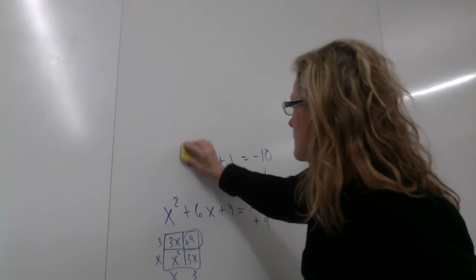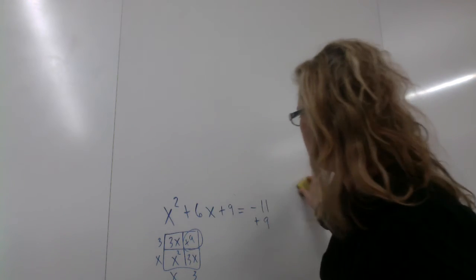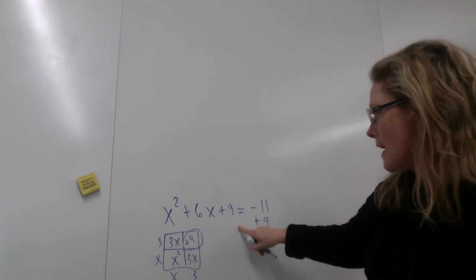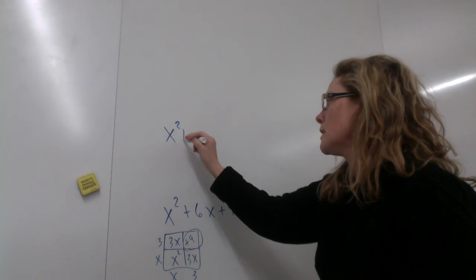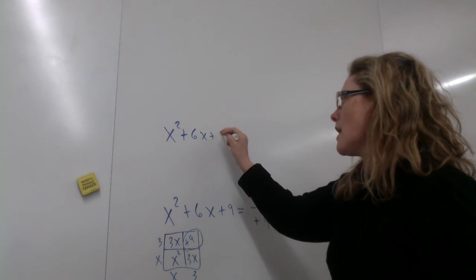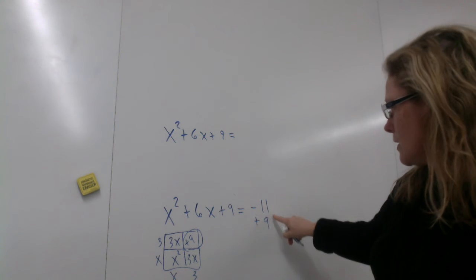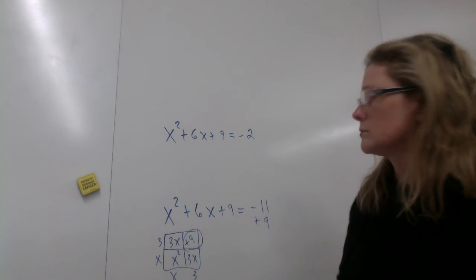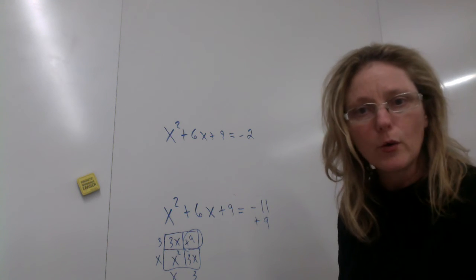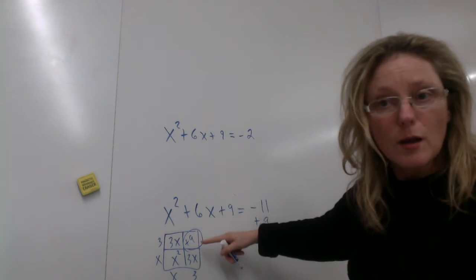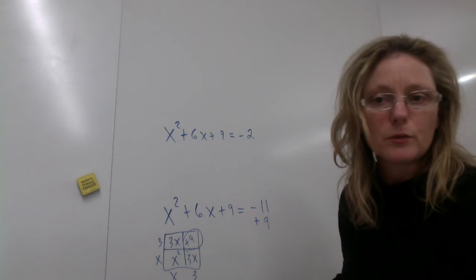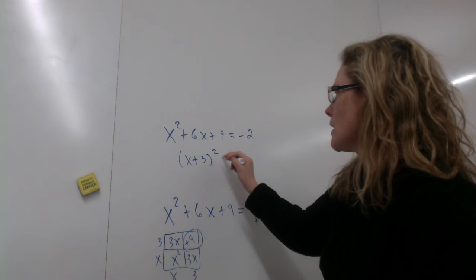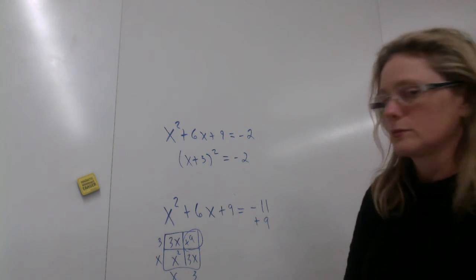Okay. Now I'm going to rewrite it up at the top. Now I'm going to have x squared plus 6x plus 9 equals negative 11 plus 9 is a negative 2. Okay, so now I'm at that point. This is my perfect square. So I'm going to rewrite it in that perfect square form. I'm going to have x plus 3 squared equals negative 2.